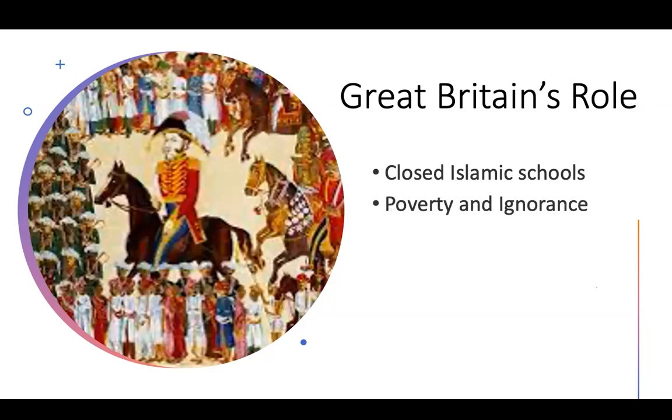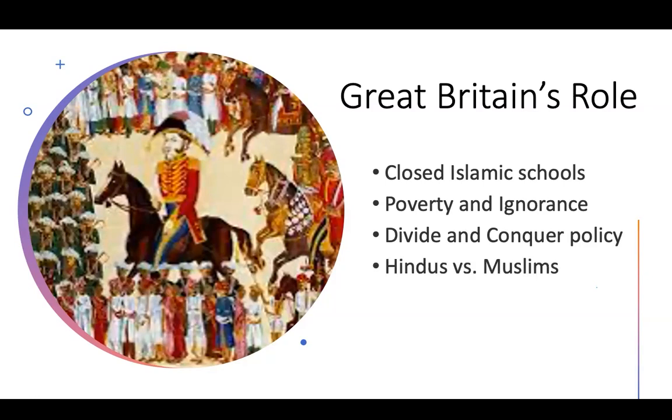So they control the wealth of the Mughal Empire, right? They had all the trade, all the wealth. Now they had closed the schools. So Muslims started showing signs of poverty. They don't have the money anymore, right? They started showing ignorance because the schools were gone. Not only that, they started the divide and conquer policy. They reached out to the Hindus and said, why do you let the Muslims rule? You are the majority. The Muslims came from outside. And they started spreading hatred between Hindus and Muslims.